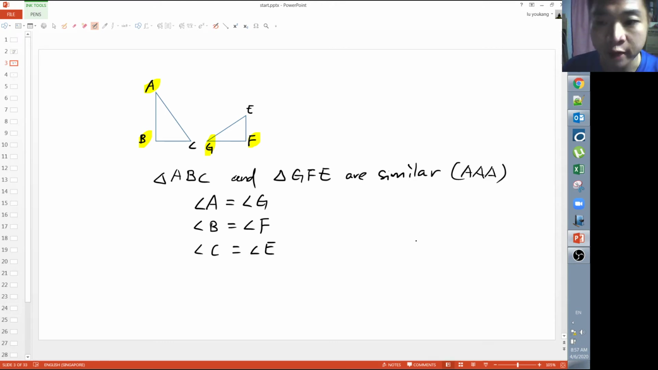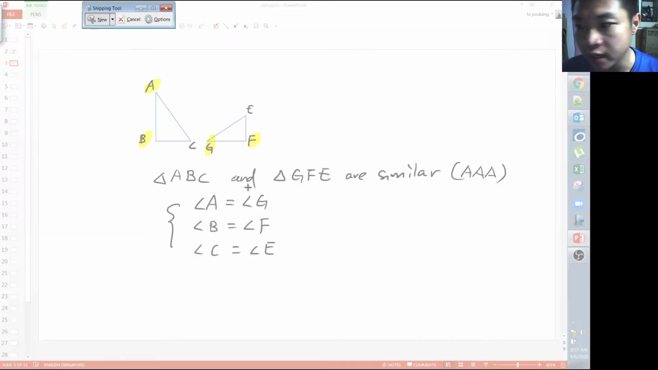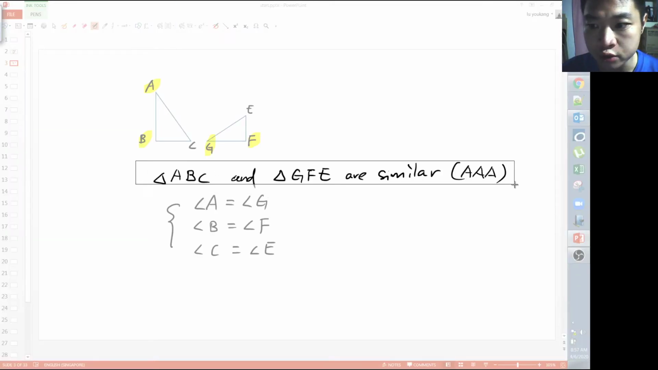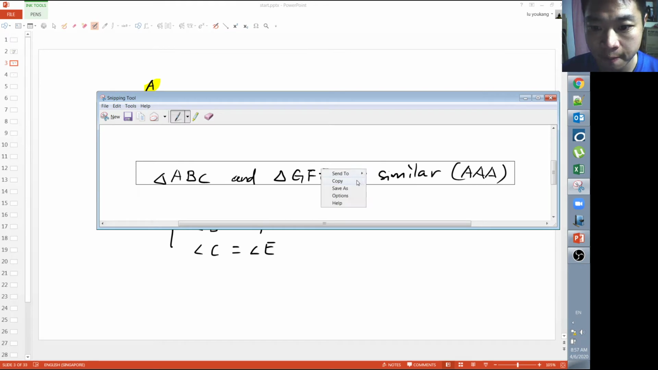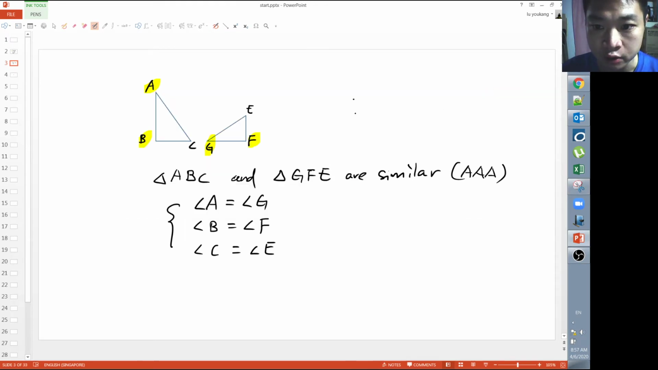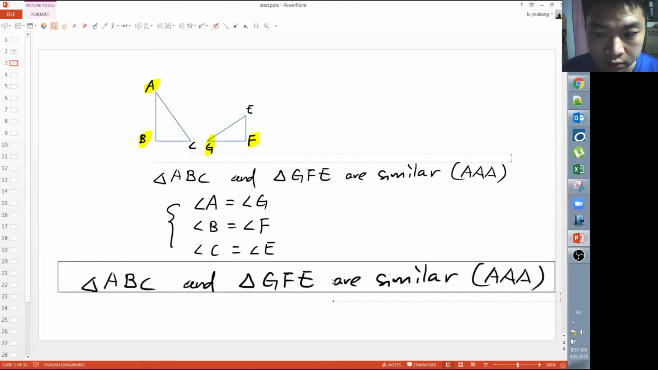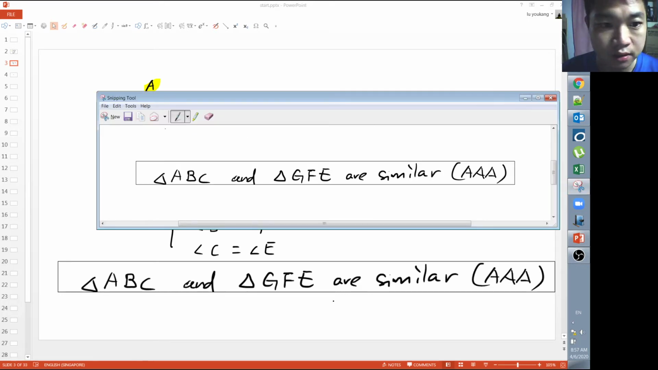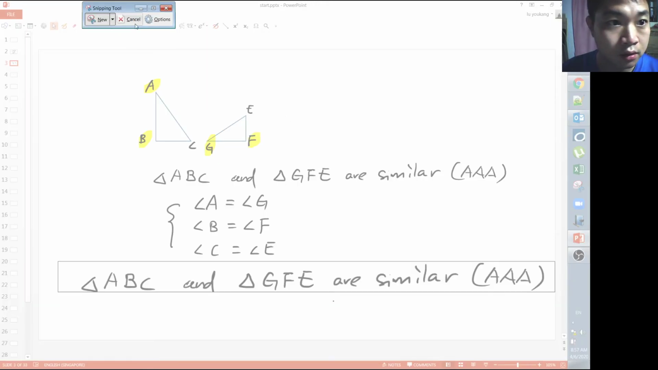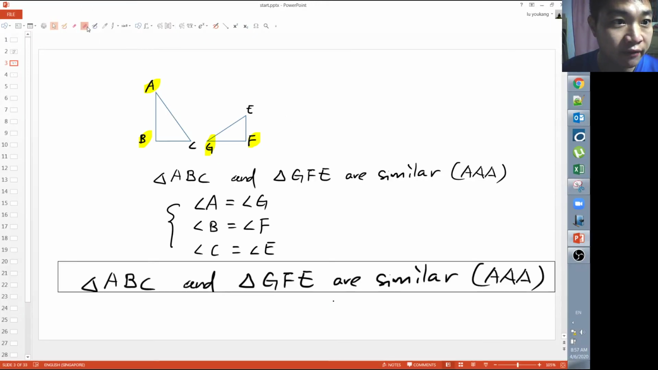In fact, what you should do is write down these conditions first, and then your conclusion should come after these conditions. So whatever you have here, let me get rid of this. Whatever you have here, erase it, okay.